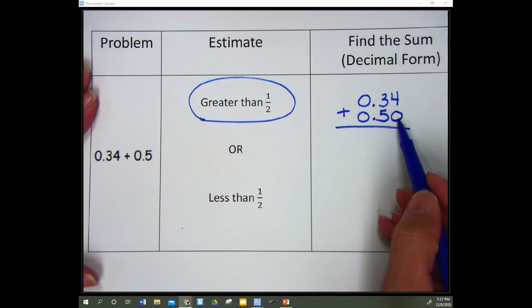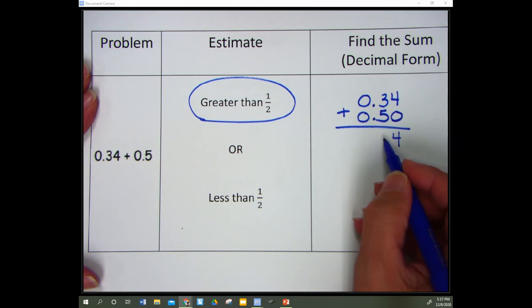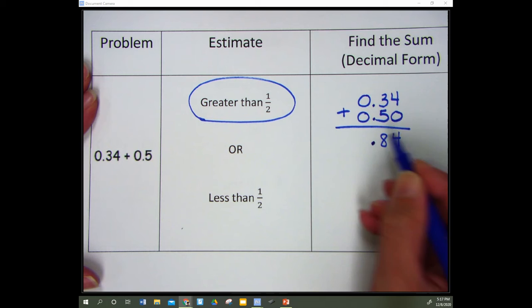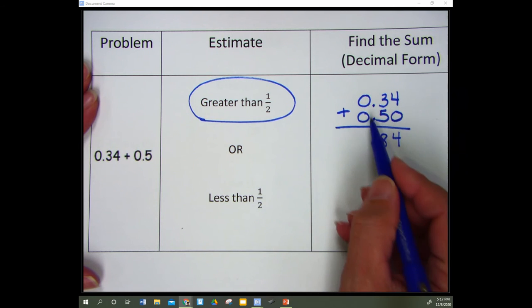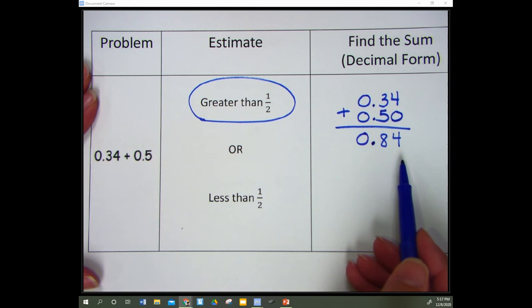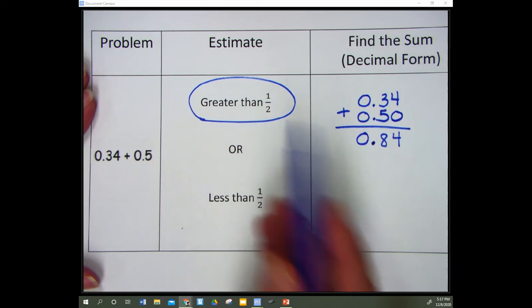4 hundredths plus 0 hundredths would be 4 hundredths. 3 tenths plus 5 tenths would be 8 tenths. I need to put my decimal point straight underneath where it is in my addends. 0 ones plus 0 ones would be 0 ones. 84 hundredths is my sum. Notice that matches my estimate of greater than 1/2.